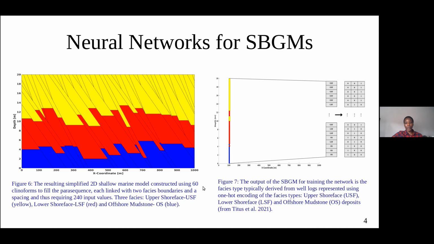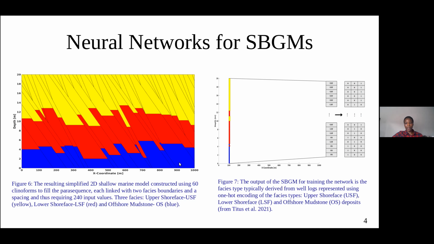So essentially what we do is we train a neural network to understand the underlying process of generating surface-based models by mapping a set of inputs, which in this case is 240, to a set of outputs, which in this case is a facies type, along different discretized locations at the well location. So we are employing a supervised training mode here.